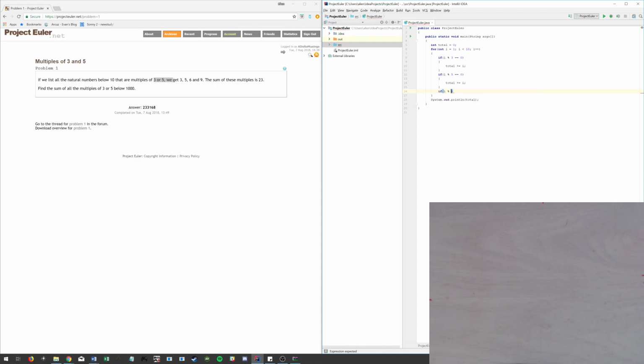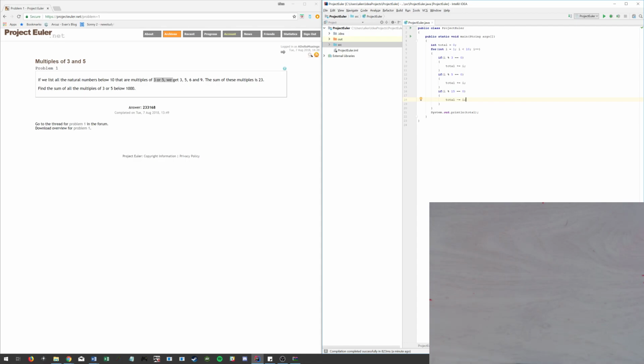well, if I is divisible by 15, decrease the total by I. The reason we are doing this is, if we have a multiple of 15, it will get counted here and counted here. So we counted it twice. Therefore, here we'll remove it once. So counted it twice, removed it once, we've only counted it once, which is how many times we wanted to count it.